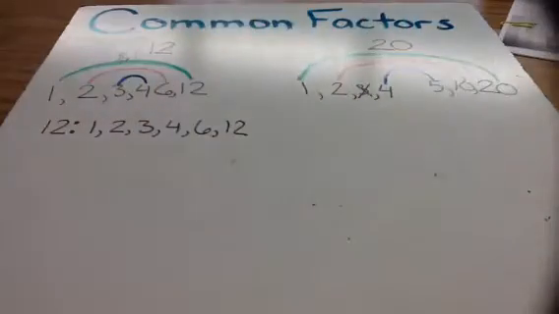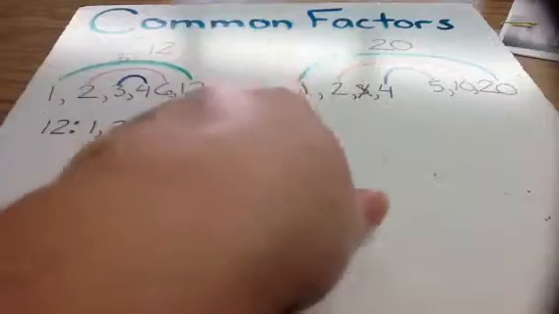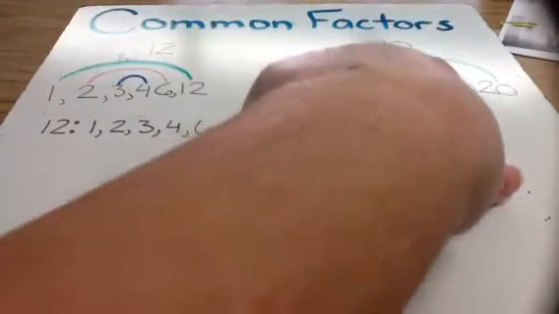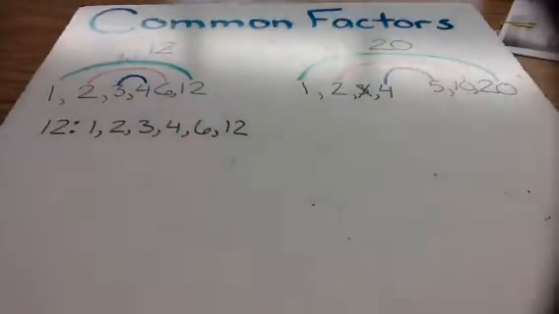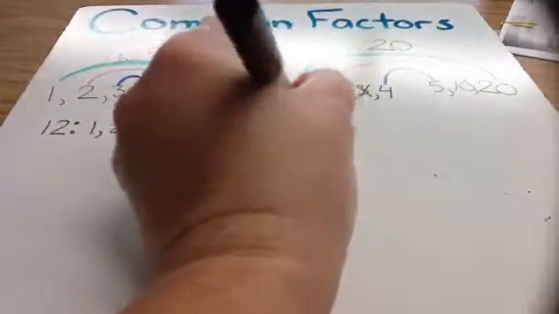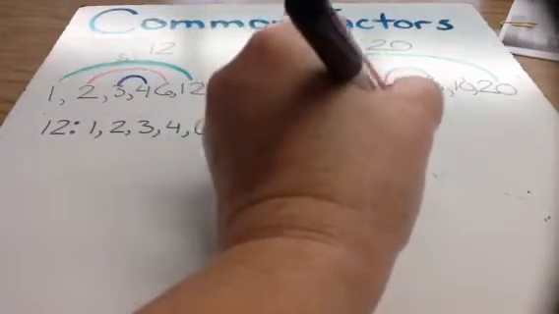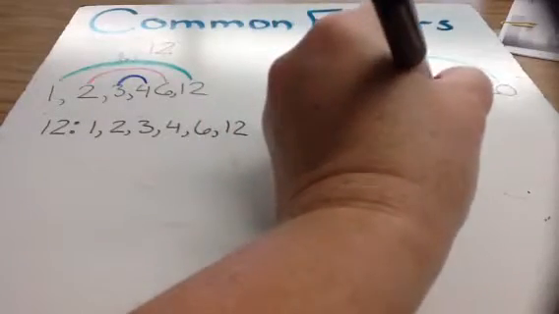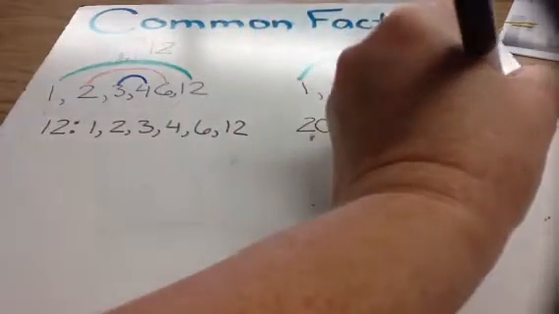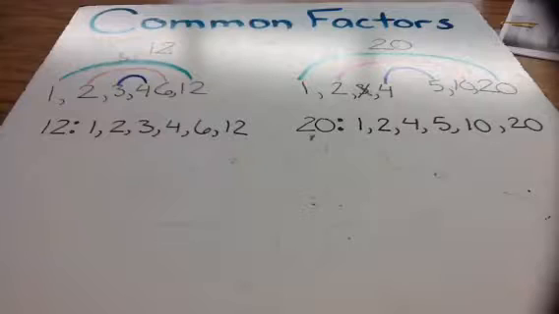And I also know that I'm finished making my factor rainbow because when I use my counting numbers on the left, 1, 2, 3, 4, the next one should be 5, and I've already got that written down. So now I know that all of the factors for 20 are 1, 2, 4, 5, 10, and 20.